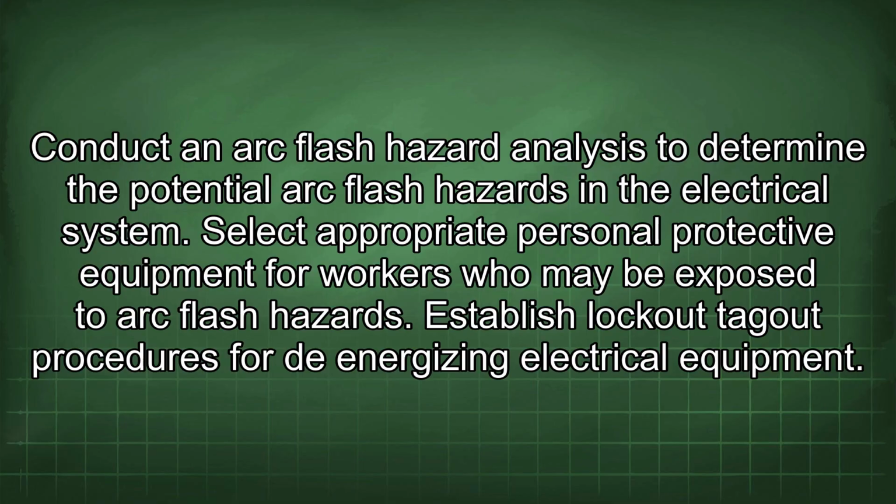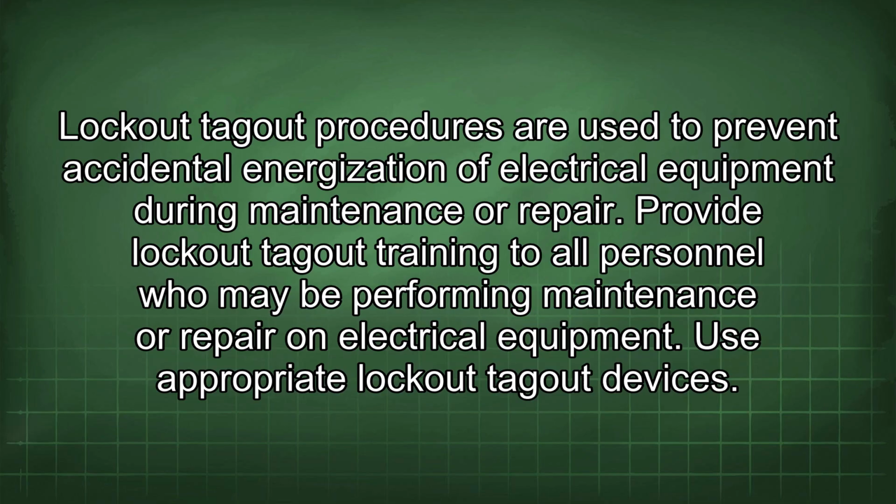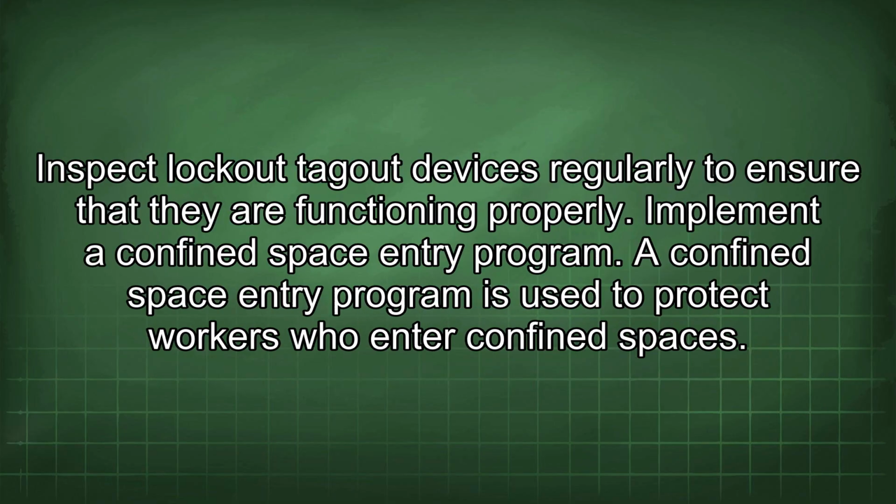Establish lockout-tagout procedures for de-energizing electrical equipment. Lockout-tagout procedures are used to prevent accidental energization of electrical equipment during maintenance or repair. Provide lockout-tagout training to all personnel who may be performing maintenance or repair on electrical equipment. Use appropriate lockout-tagout devices. Inspect lockout-tagout devices regularly to ensure that they are functioning properly.